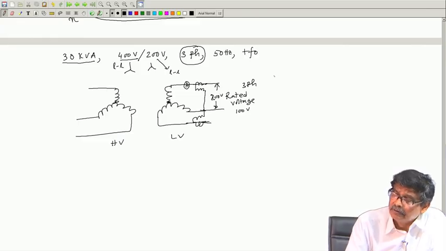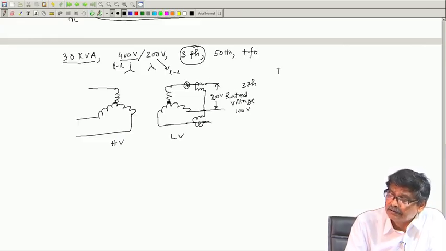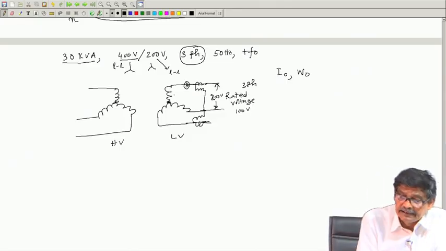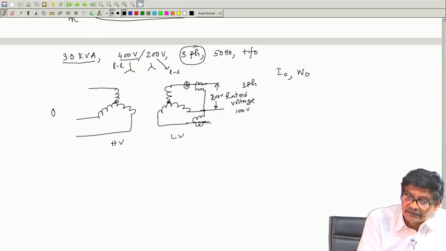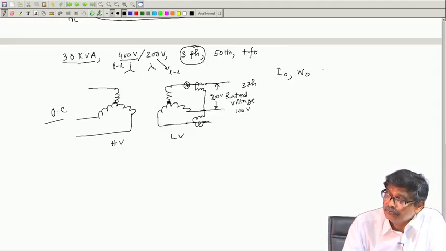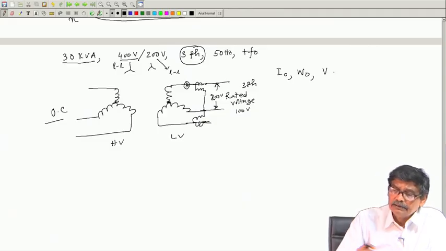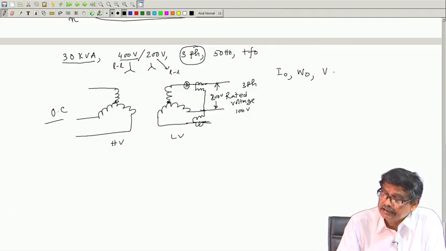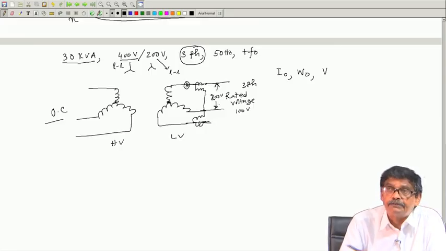So, note down I naught and W naught, the wattmeter reading. The secondary side is open circuit and the applied voltage must of course be rated. So, you have a voltmeter connected here as well, so you know the applied voltage. Then you calculate the parameters in this way on a per phase basis.